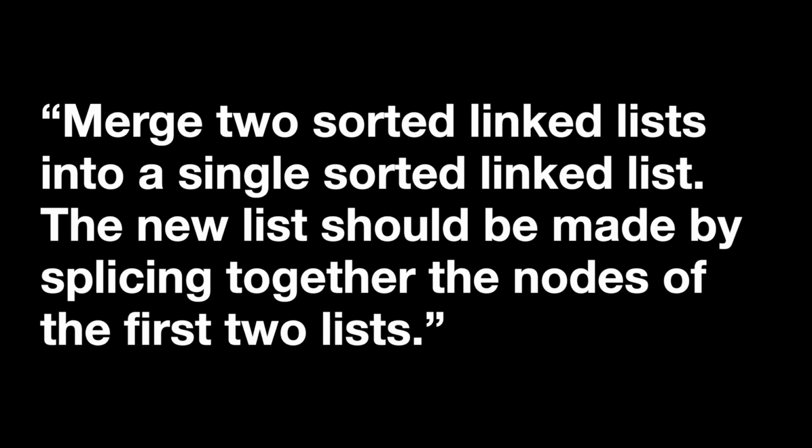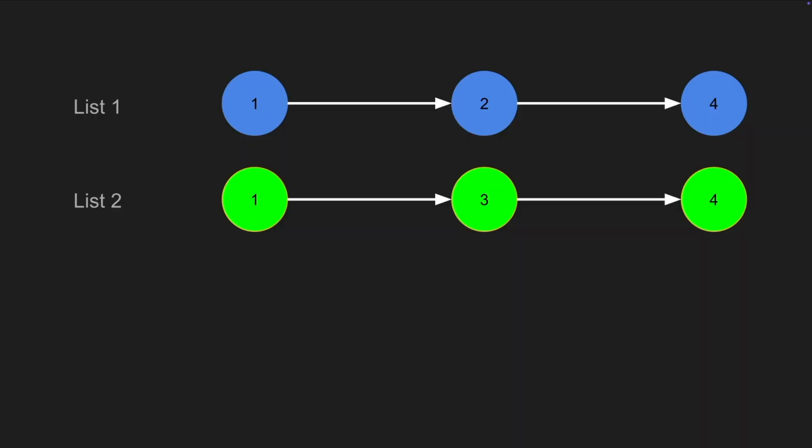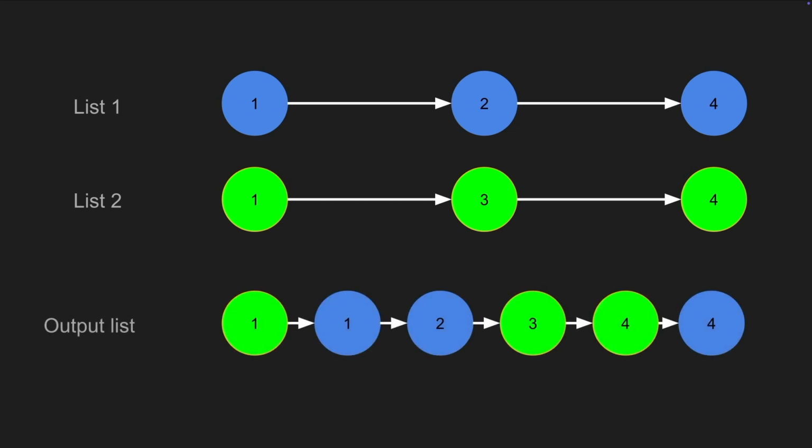So the problem says the following: merge two sorted linked lists into a single sorted linked list. The new list should be made by splicing together the nodes of the first two lists. For example, if we have these two sorted lists, the first one being 1, 2, and 4, and the second one 1, 3, and 4, our output should be 1, 1, 2, 3, 4, and 4. The challenge is to merge two sorted lists efficiently while preserving the sorted order. Let's see how to solve it.